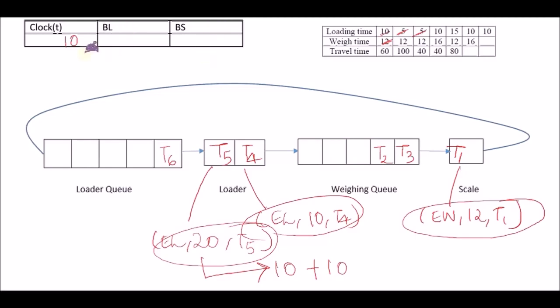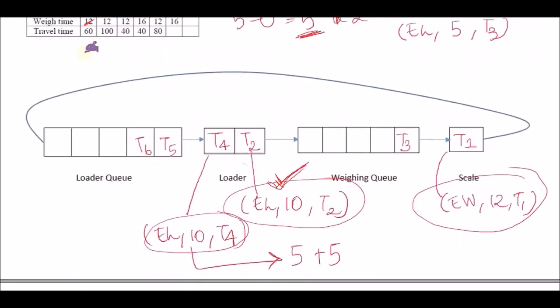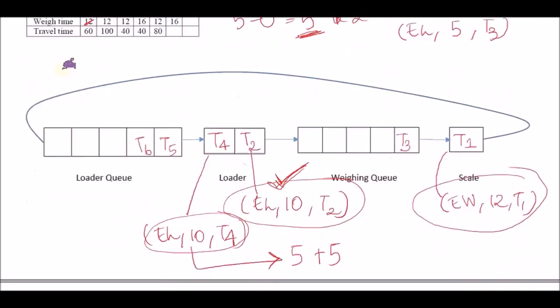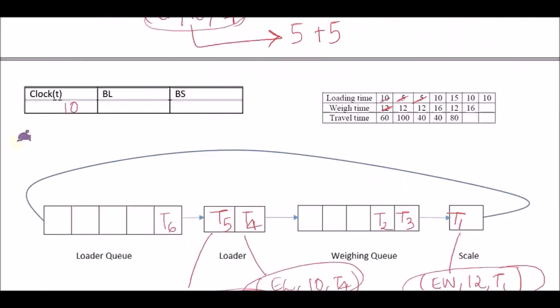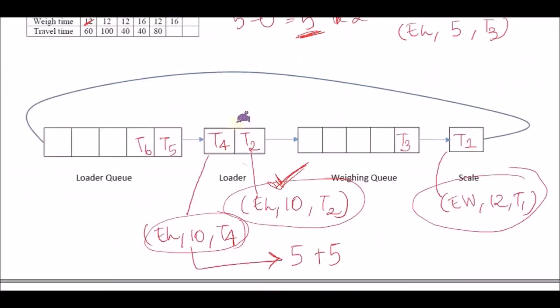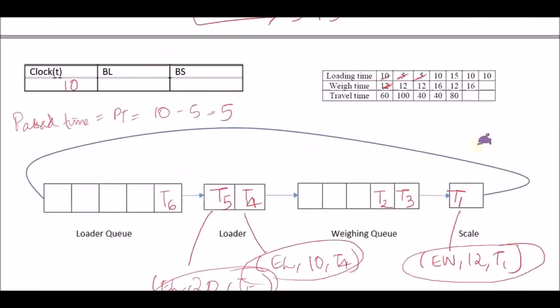Now the next thing that we need to calculate is BL and BS. So how much time has passed since the last event? The last event was at 5, right? And then this current is 10. So the past time, let's call it past time. I'm going to refer to this as PT from now on. So it's going to be 10 minus 5, so that is 5. And in this 5 minutes of time that has elapsed, both the loaders were busy. Both the loaders were busy and there is only one scale. So the scale was busy. So it's just going to be 5.